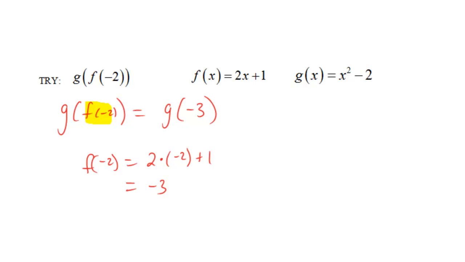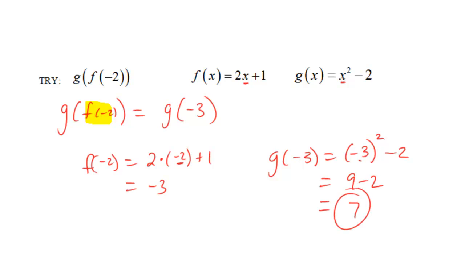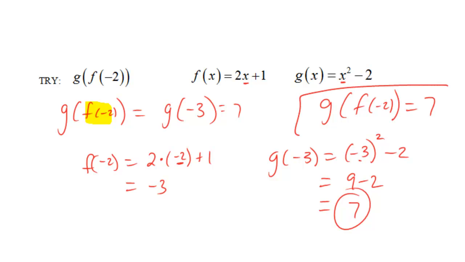Now g of negative 3, well there's g, right? Take negative 3, put it in here. Negative 3 squared. See how I'm always putting things in parentheses when we replace an x? You need to do that so you square it appropriately, right? So negative 3 squared is actually positive 9. Minus 2 is 7. Alright? So that means that g of f of negative 2 is equal to 7.